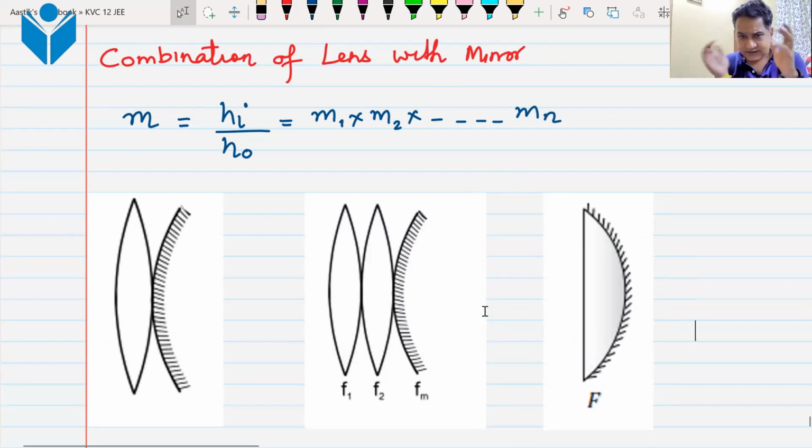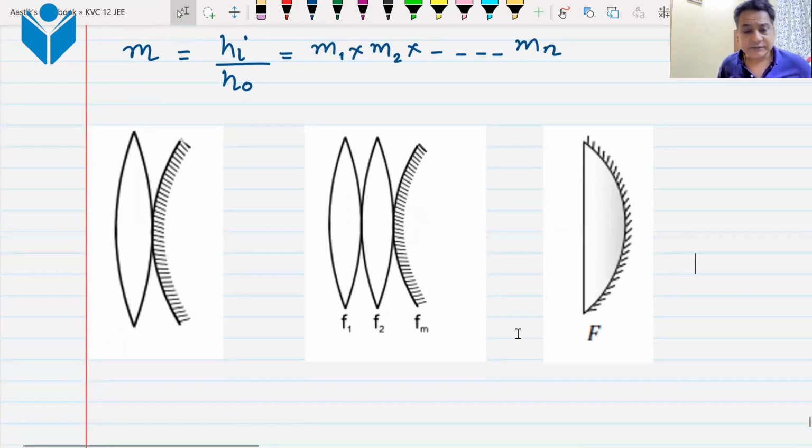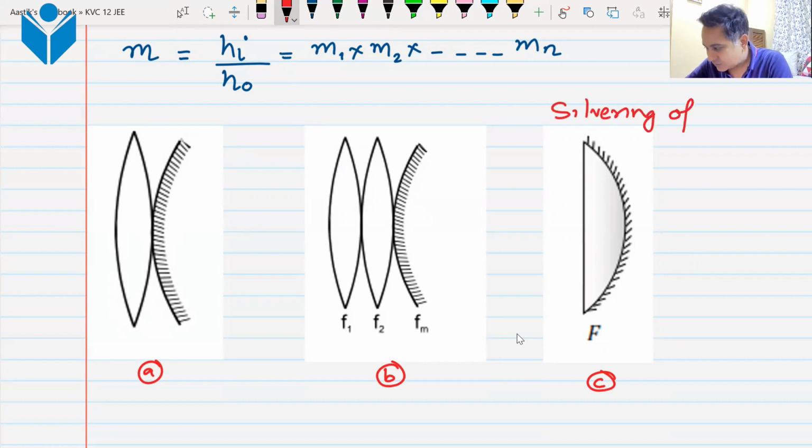In all these combinations, everything is kept in contact with each other. Now, do these combinations act like a lens, or do they act like a mirror? Let me call this A, this B, and this C. Three combinations I'm showing. This third type of combination is known by a special name: silvering of a lens. What it effectively means is one side of the lens has been silvered.